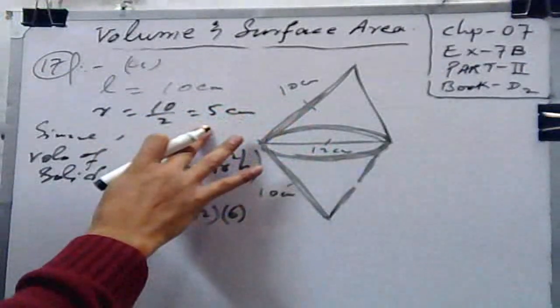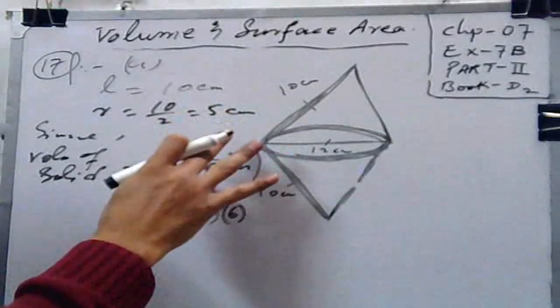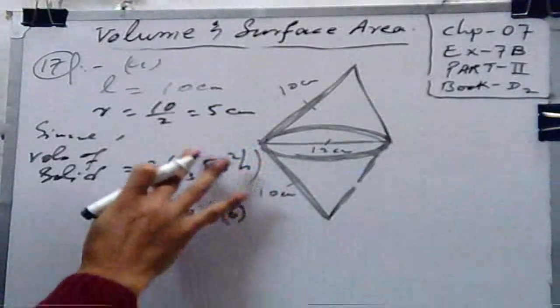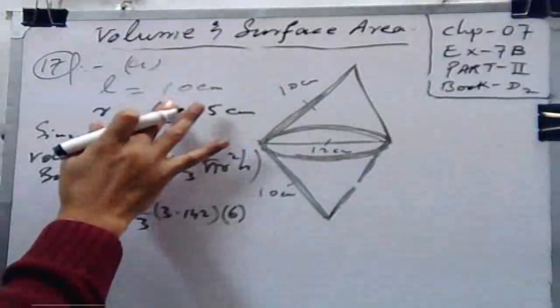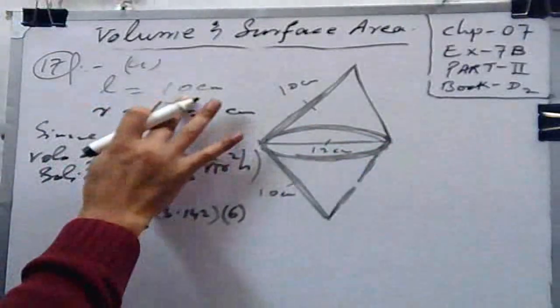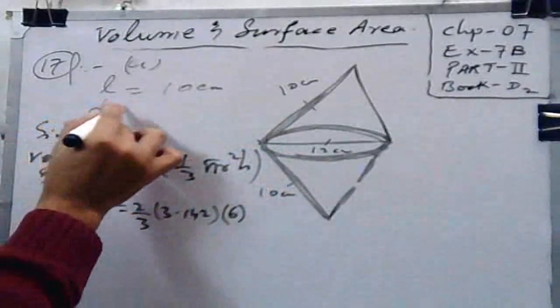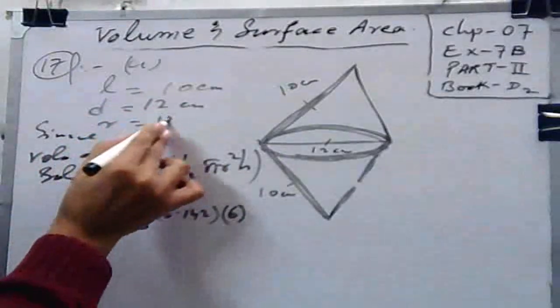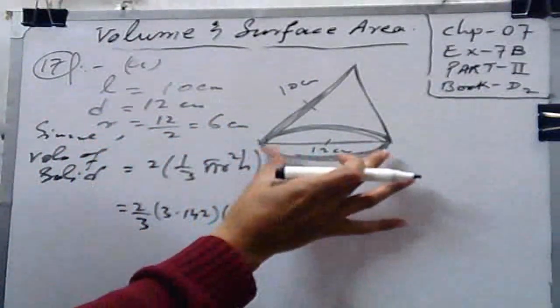The value of L is 10, and the radius of the cone is 12 by 2. You can see that d is given to us. In the given figure, d is 12 centimeter, but r is 12 divided by 2, so you will get 6 centimeters.